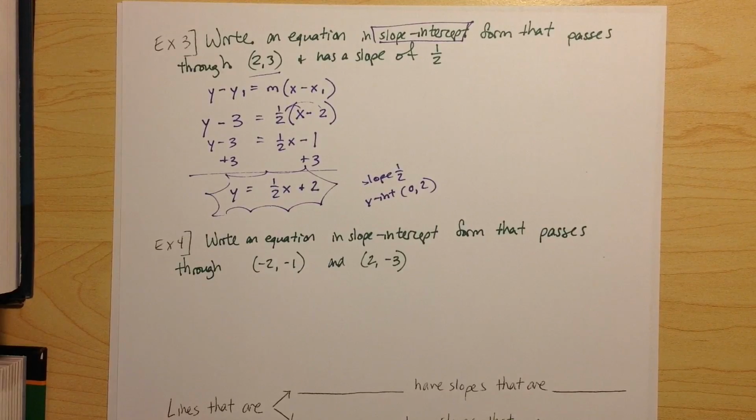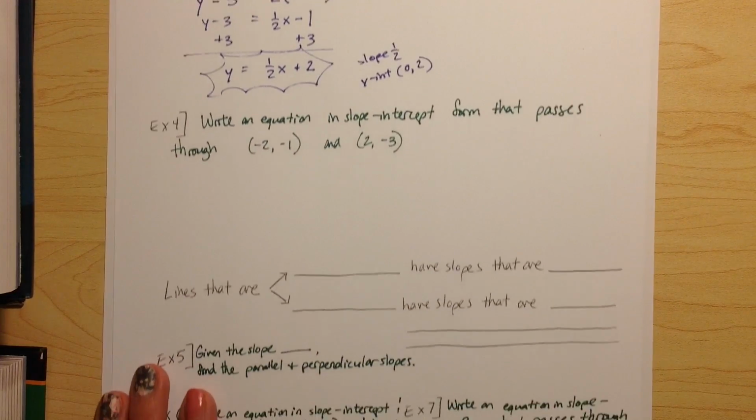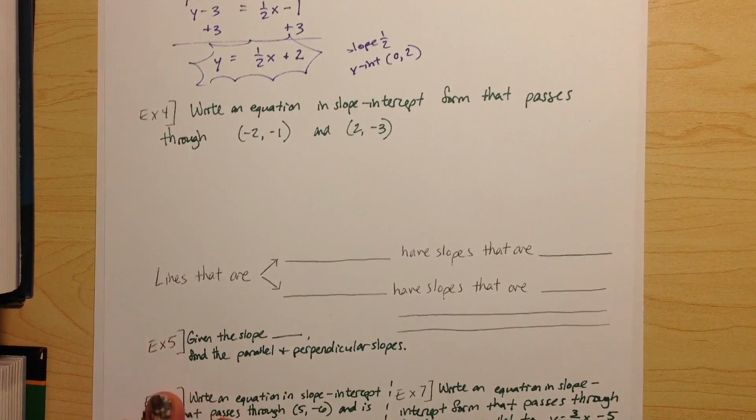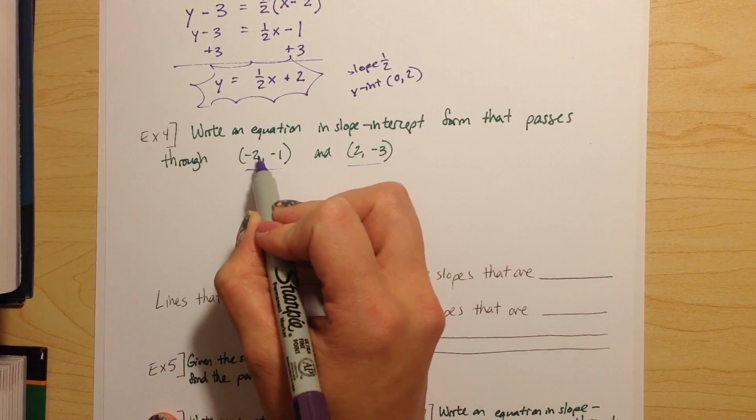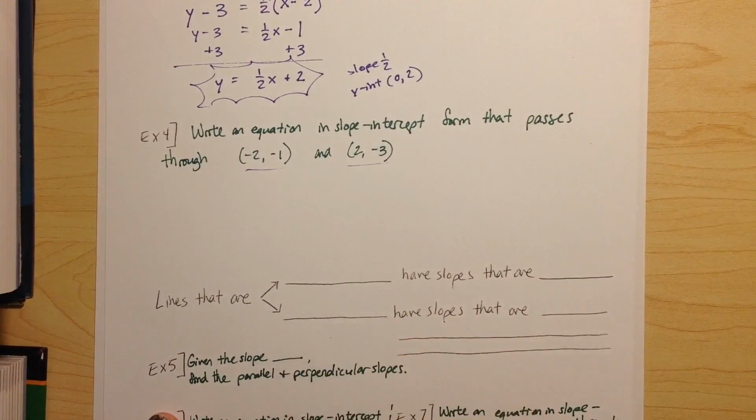Hooray! All right, last one. For examples like these, we have write an equation in slope-intercept form that passes through these 2 points. Neither of them are the y-intercept.